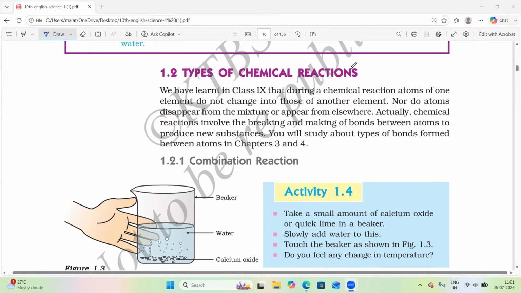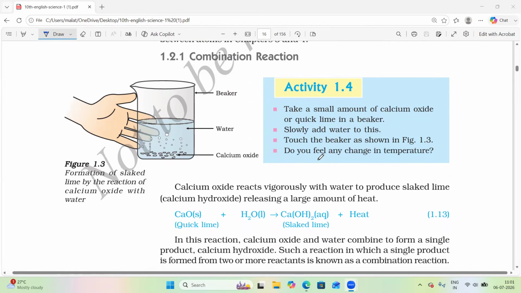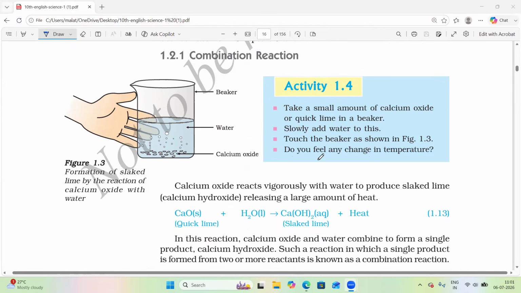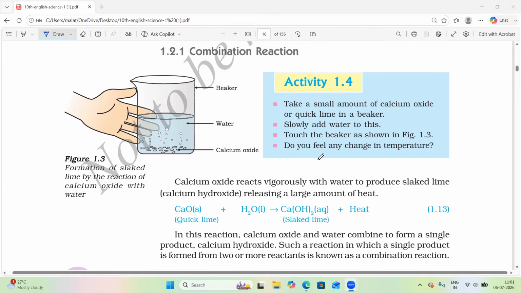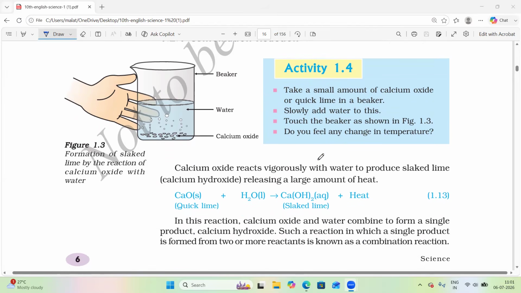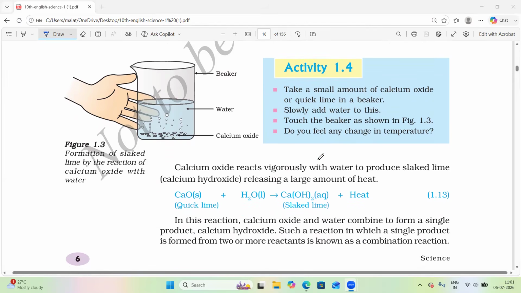First type of chemical reaction is combination reaction. The name itself indicates it. What is meant by combination? There are two or more reactants that form a single product. That is, in the combination reaction, two or more reactants react, and then they form only a single product.